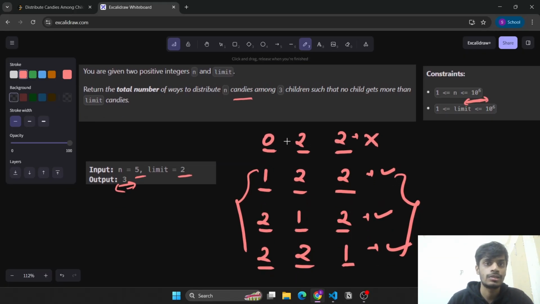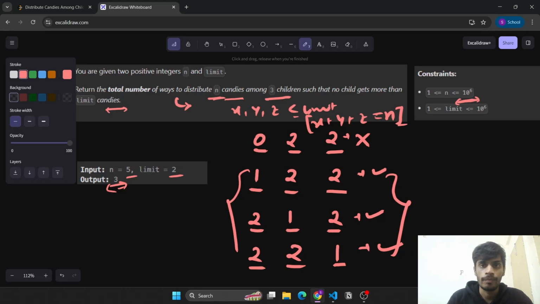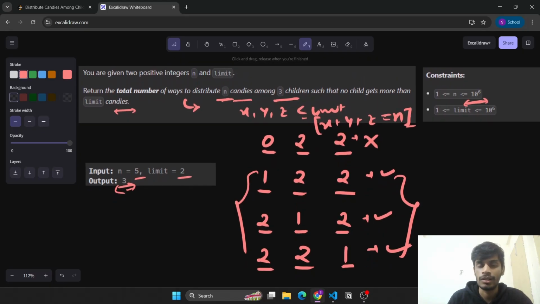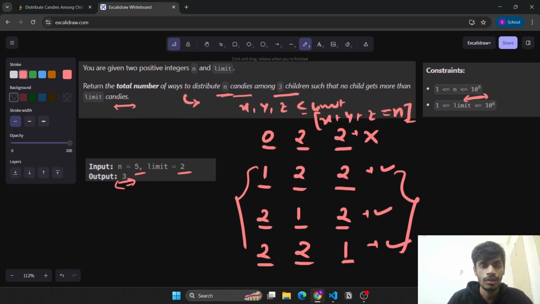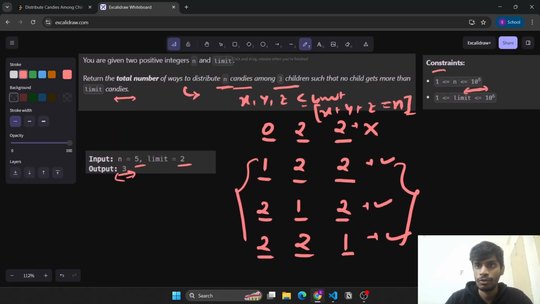But as you can see, this may get converted into a PNC problem, like we need to distribute n candies among three children so that no child gets more than limit candies. So there are constraints on the limit, and such that x plus y plus z is equal to n. So maybe some form of PNC can be used here. So for further optimization, there exists another approach using combinations. So now I will be discussing that. For the scope of these constraints, the solution has already been discussed.